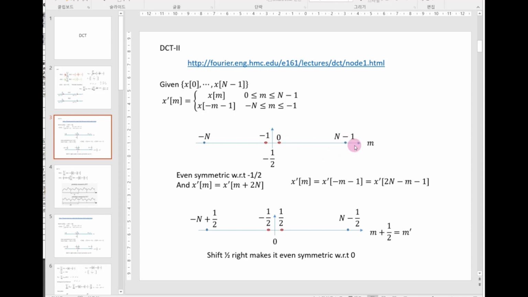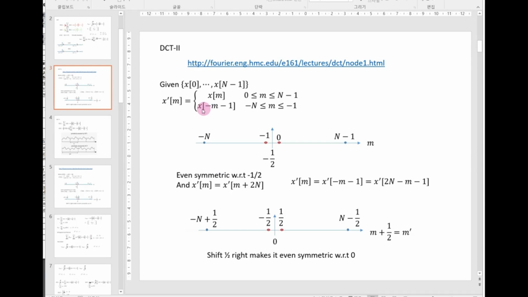But when we use the DCT, we take the offset of minus 1.5, and minus 1 to minus n is another mirror image copied to the left side to guarantee continuity at the boundary condition. So it is an even symmetry with respect to the minus 1.5 point. So the even extension xm prime has even symmetry with respect to minus 1.5, and it has a period of 2n.